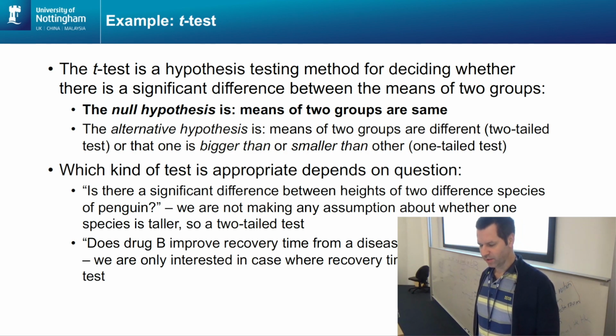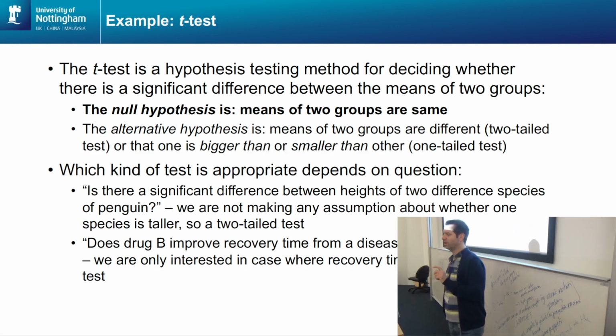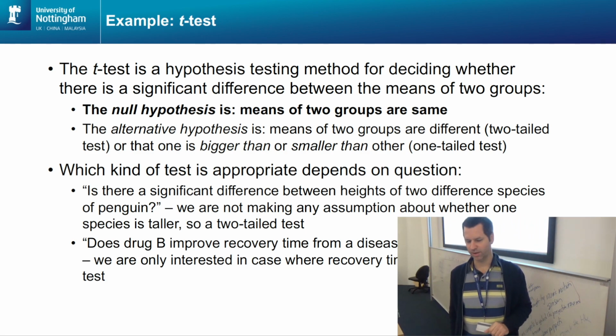Which kind of test is appropriate depends on the question. Usually, by default, we use the so-called two-tailed test, right? The means of the two groups are different in a significant way. That's the hypothesis that we test by default, as opposed to one side or the other.